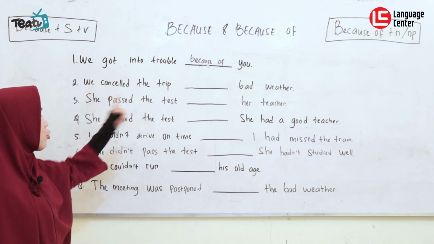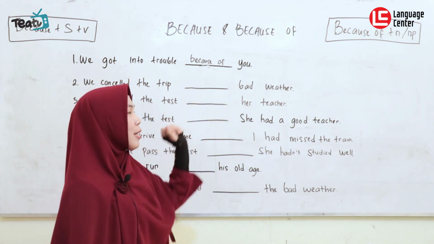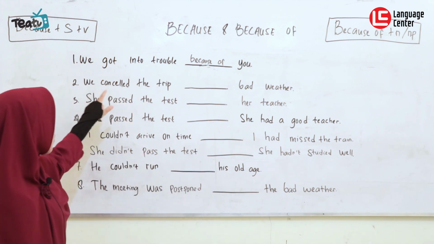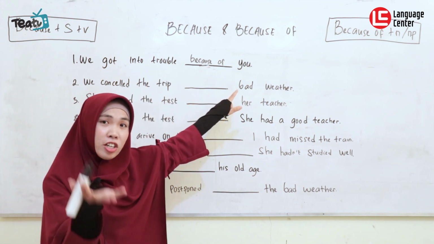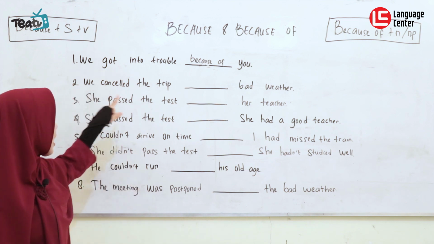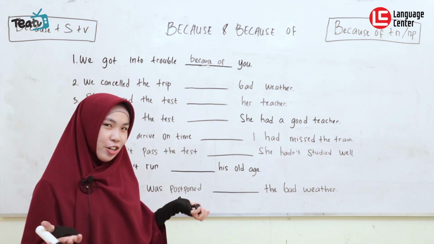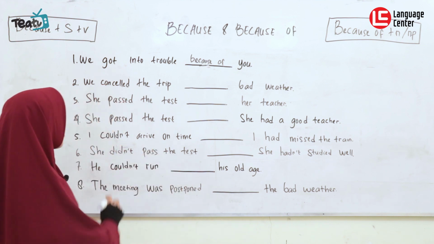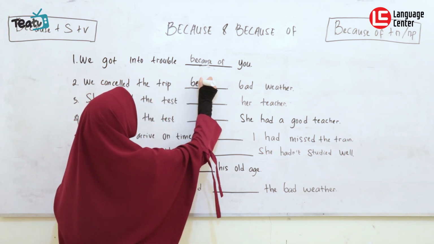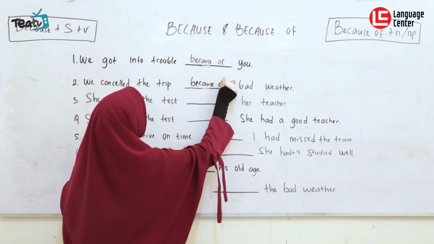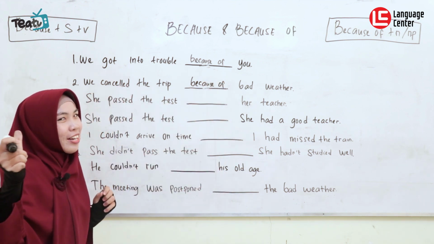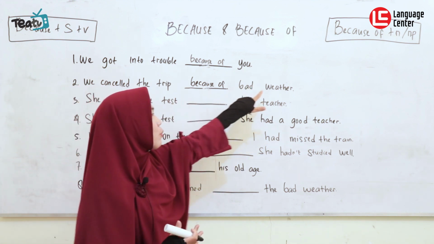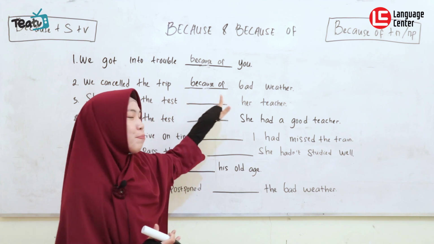We cancel the trip, blank, bad weather. So, in your opinion, which one is the best? We cancel the trip because bad weather, or we cancel the trip because of bad weather? Which one is the answer? Of course, the answer will be because of. That's right. We cancel the trip because of bad weather. Why? Because bad weather is a noun phrase, so we use because of.